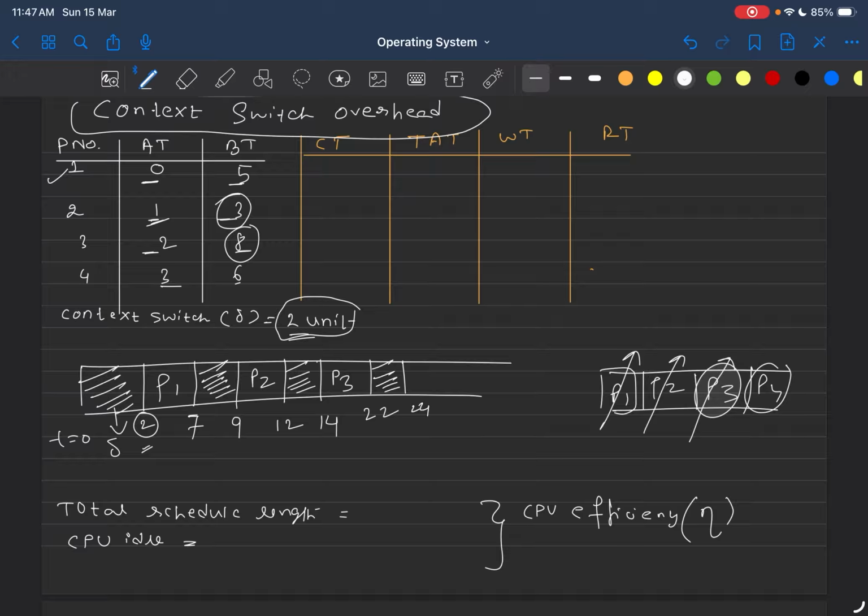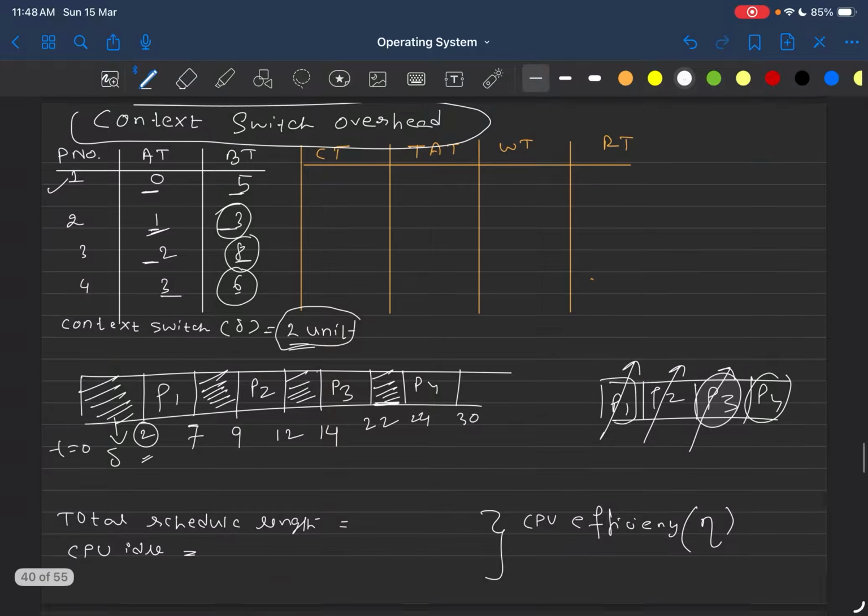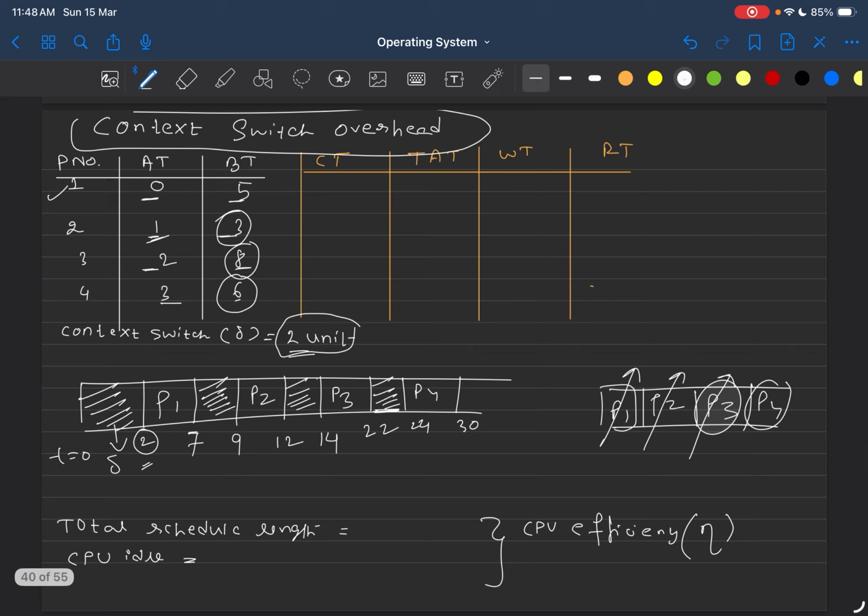So this will be at 24, because this is 2 units, 22 plus 2, that is 24. At 24, P4 can be scheduled, and its burst time is 6. So 24 plus 6, 30. This P4 will be finished at time t equal to 30. Now, seeing this Gantt chart, let's fill the table.